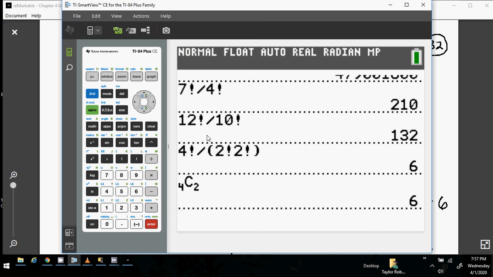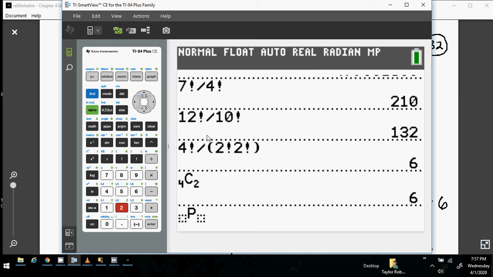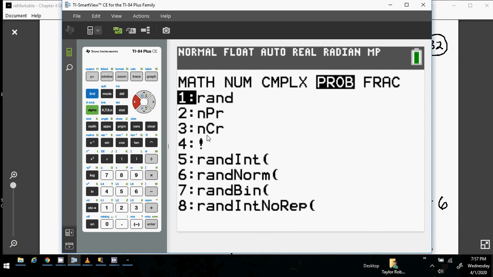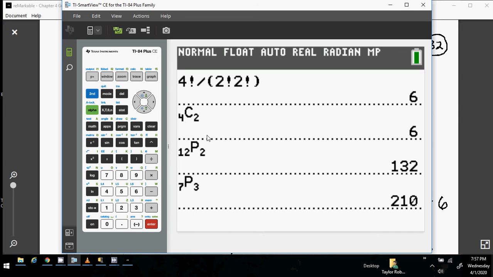which gave us 6. Now, if you look at example 2, we did 12P2. So I'm going to do math left, and I'm going to do a P, 12P2. And we got 132, which is what we got. For example 1, we did 7P3. So math left, and we're doing a P, 7P3. We should get 210, which we do. Okay, so that's just a shortcut there on the calculator.